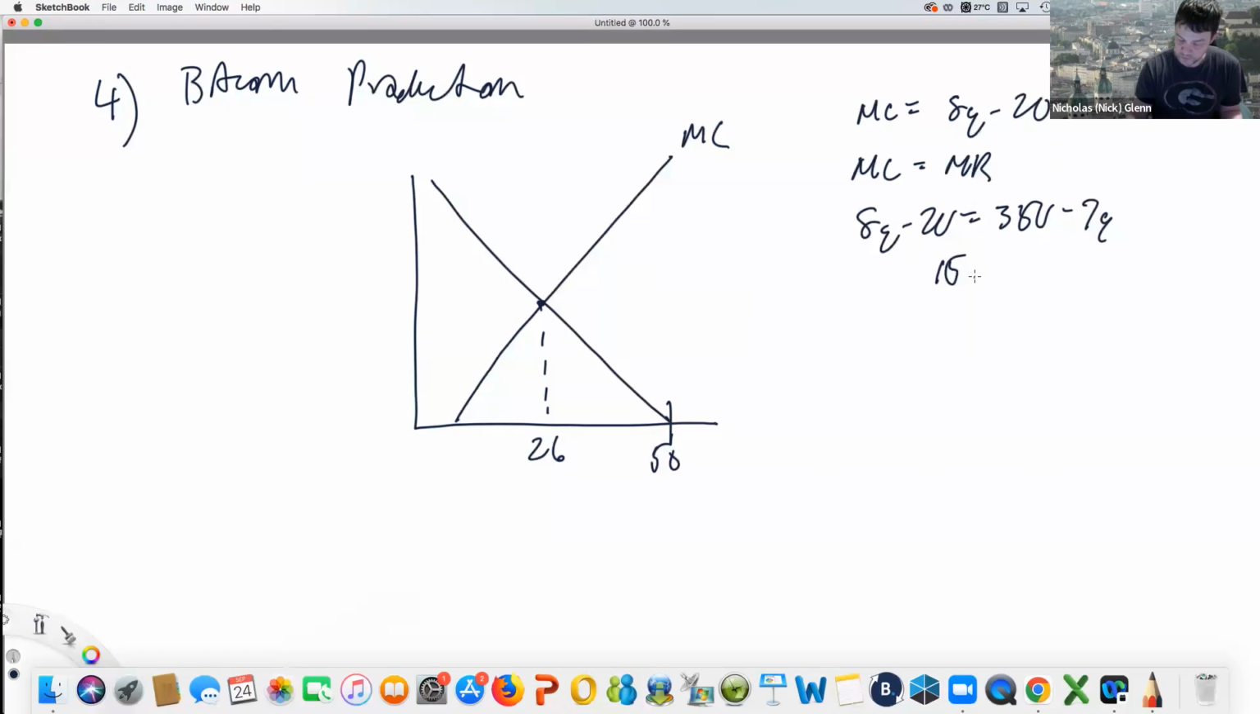So that'll be 15Q equals 370. So that's going to be 24.67. Right, so this is our new equilibrium quantity, 24.6. So it's going to be less. It's just that the electricity cost has skyrocketed. That means the marginal cost has increased. It's become more costly. That means this is going to shift back. All right.